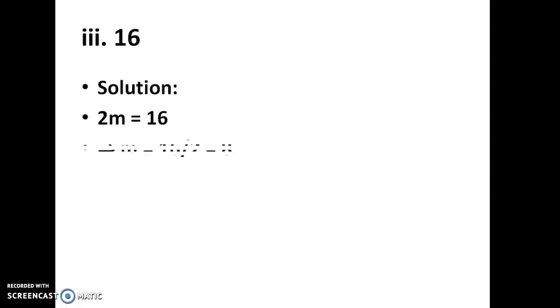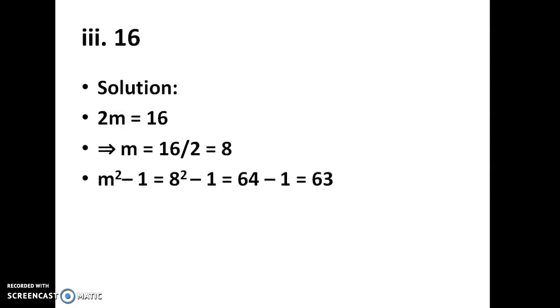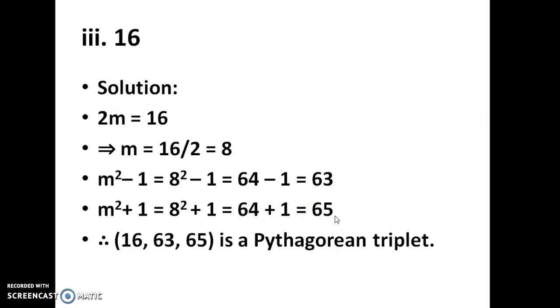Then next sum, 16. So 2m is 16. So m is 16 by 2, that is 8. Okay, substitute in m square minus 1. So 8 square minus 1. So 8 square is 8 into 8, it is 64. 64 minus 1 is 63. Then m square plus 1. M square is 8 square. So 8 into 8 is 64. Okay, 64 plus 1, it is 65. So the triplets are 16, 63, 65. Okay, these 3 are the Pythagorean triplets.